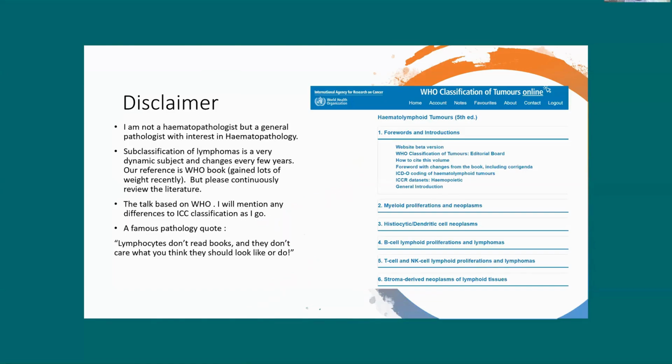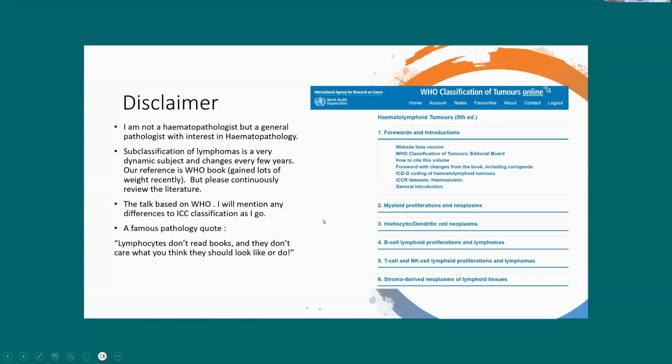As mentioned by Richard, I'm not a hematopathologist by specialty. I'm a general pathologist, but I have an interest in hematopathology. You have to know that the subclassification of lymphoma is a very dynamic subject and changes every few years. Our reference in this lecture is the WHO book, which has gained lots of pages across the last few years. But please, I urge you to continuously review the literature. The talk is based on the WHO.